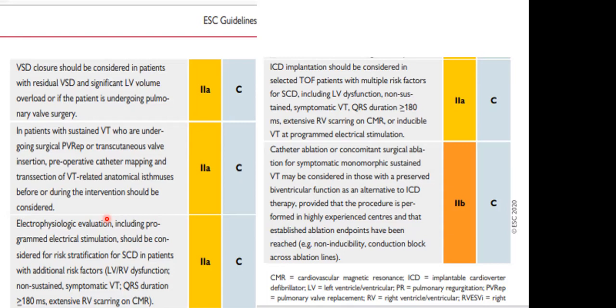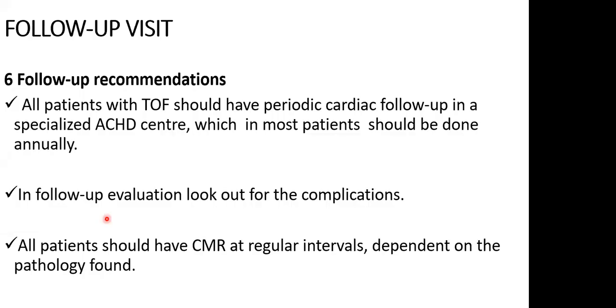Then a catheter ablation should be considered in a patient with symptomatic monomorphic sustained VT. So these are things that we should look out for in managing this patient: either the patient will benefit from a PV repair, or from a PV repair and VSD closure, or from an ICD. So everything depends on how the patient presents. Then you now know what treatment modality you give to this patient.